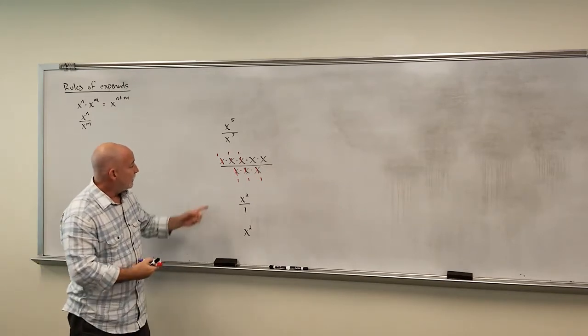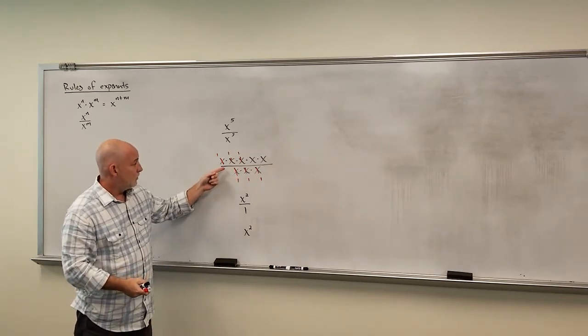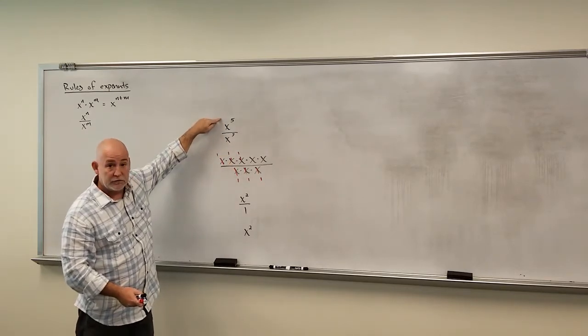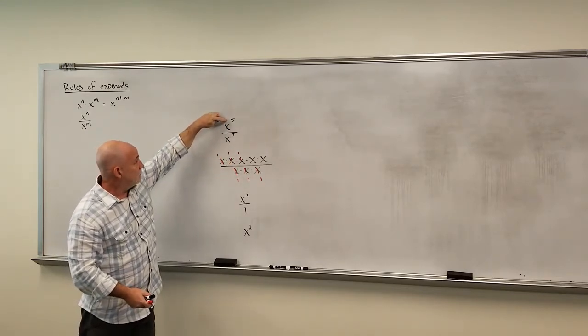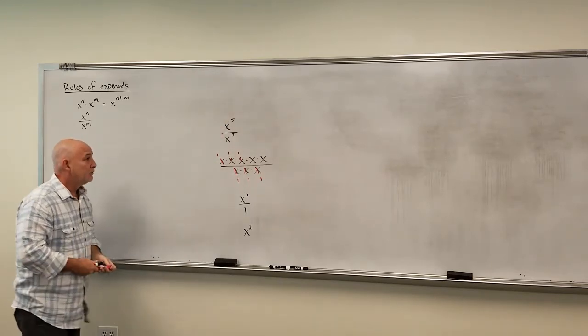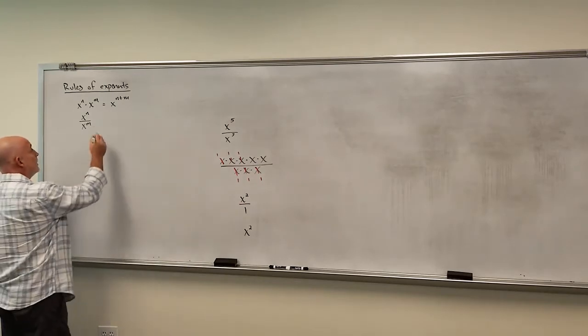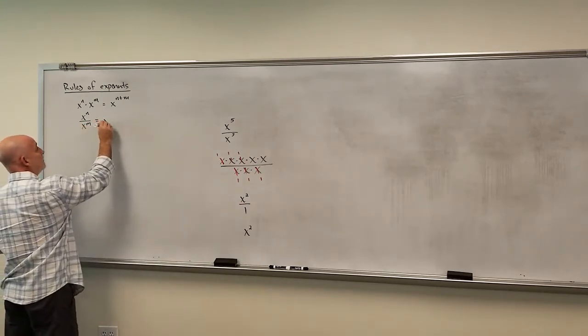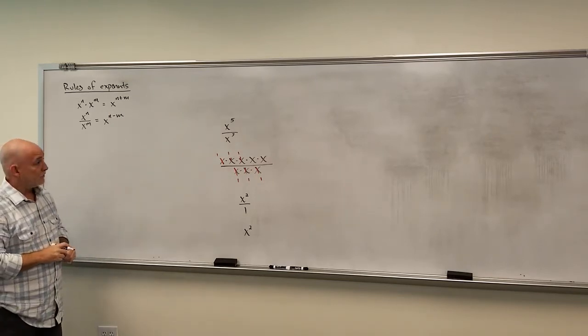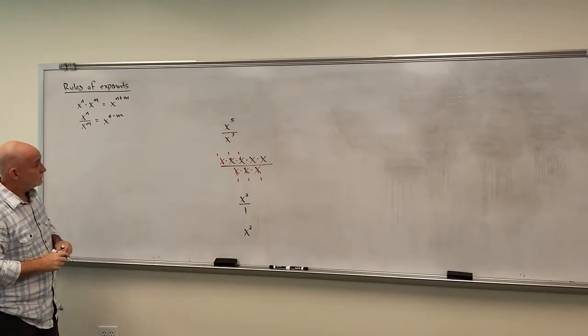So what actually happened here as we reduced? We canceled the ones out, so when we cancel, we're reducing this number. What we really did is we took away 3 x's from the top. So when we're dividing and we have like bases, it's going to be the top exponent minus the bottom exponent. All right, but it's got to have like bases.